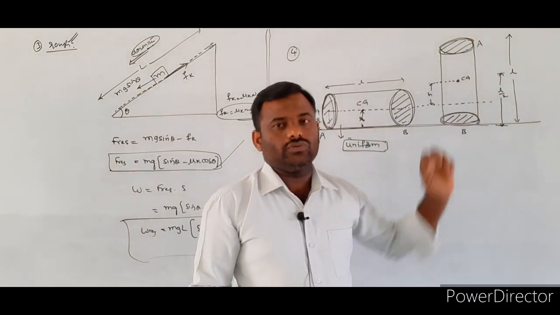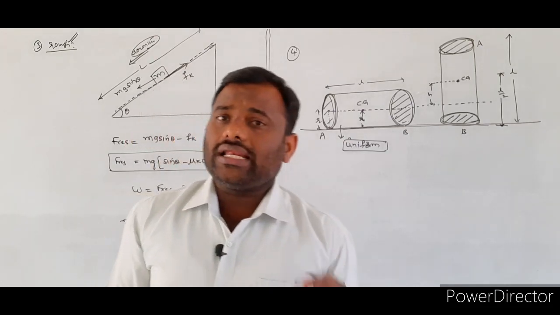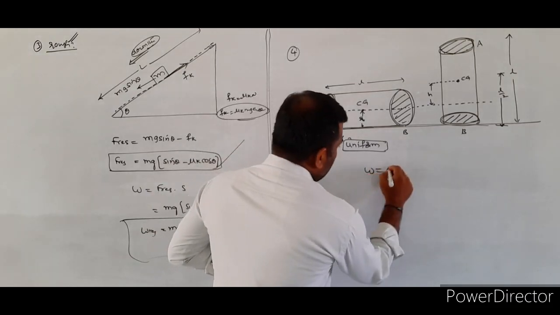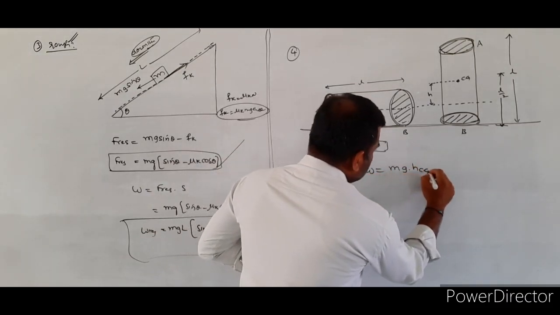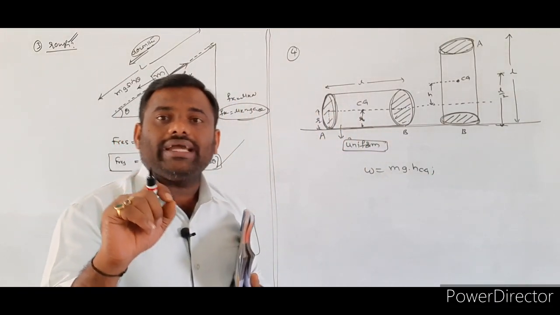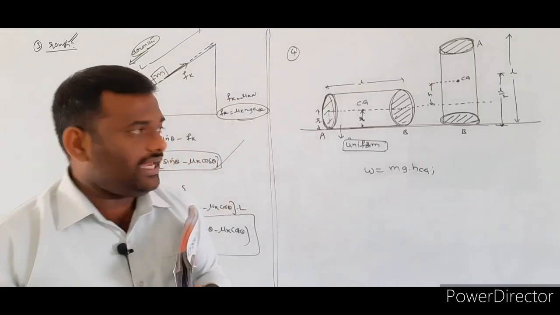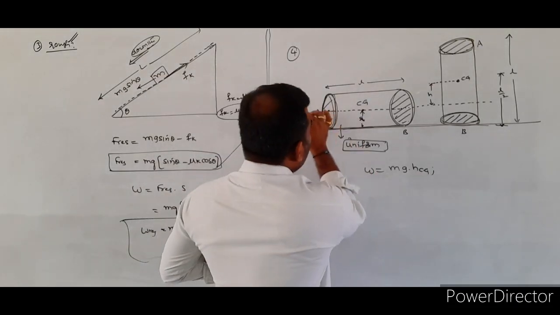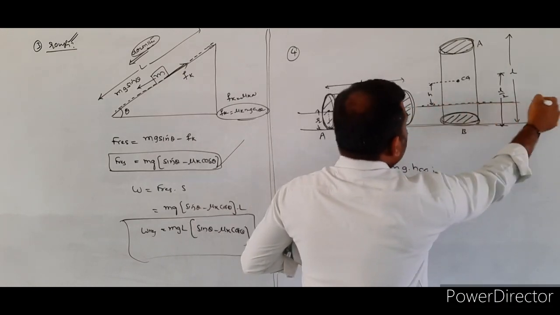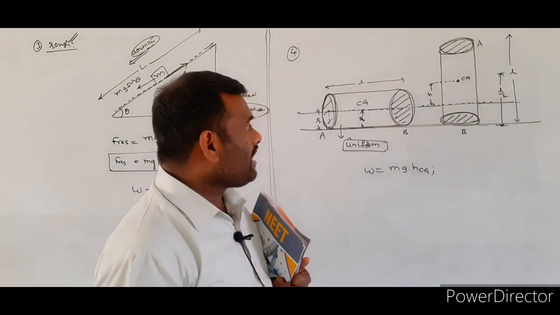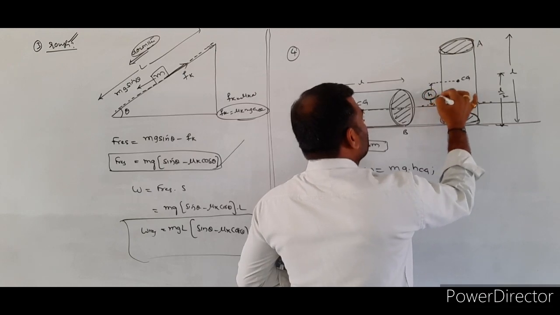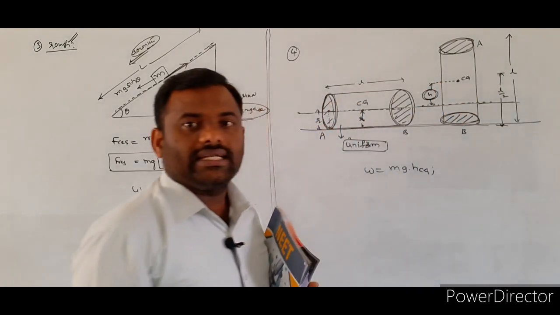L by 2. I already told you, whenever you calculate work done in the case of the center of gravity, you have to follow the formula: work done is equal to mg into h suffix cg. What is h suffix cg? Height raised by the center of gravity. In the diagram, the dotted line indicates the initial position of the center of gravity, and this is the final position of the center of gravity. So here h indicates the height raised by the center of gravity.